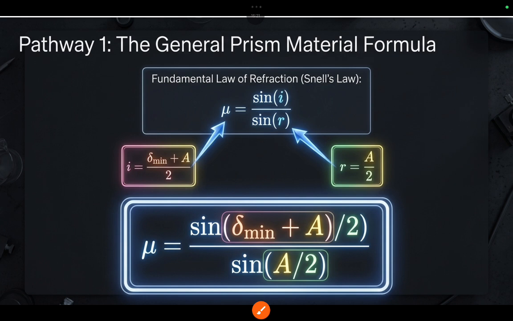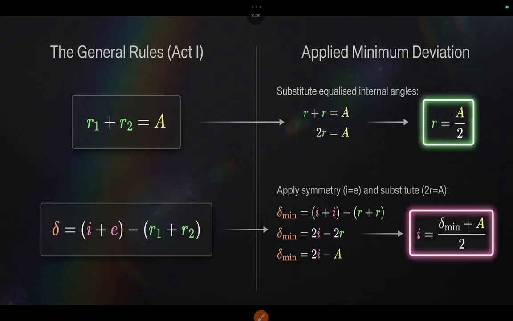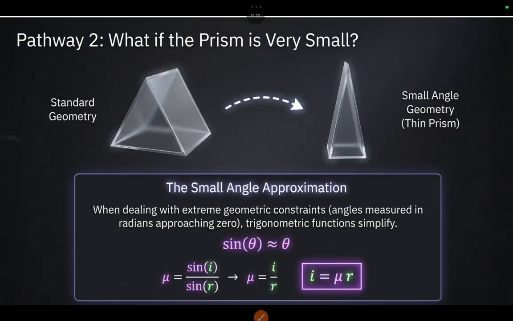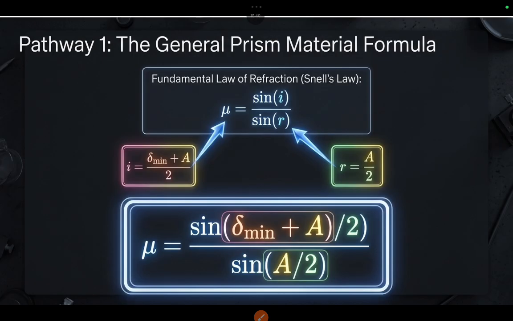So according to Snell's law, mu equal to sine i by sine r. Replace the data, then after simplification you will get mu equal to sine of (delta minimum plus A) by 2, divided by sine A by 2. This is the minimum deviation equation.